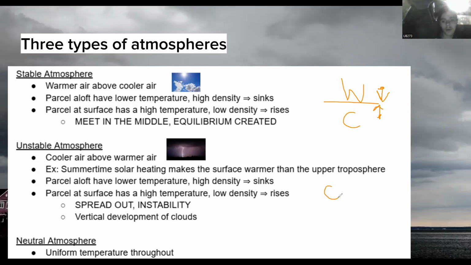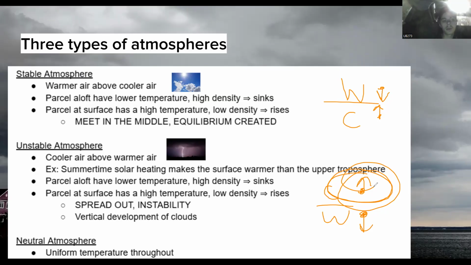Unstable is reverse. Now we have cooler air above warmer air. So that parcel that's in the cooler air is warmer than its surroundings, so it wants to rise. The parcel that's in the warmer air is cooler than its surroundings, so it wants to sink. So that separates there, and because of that, there's going to be instability. And we can actually have some vertical development of clouds because all these parcels are rising right there. Now, a neutral atmosphere is not really as common, but that's just if there's uniform temperature throughout. So there's not going to really be any movement at all.